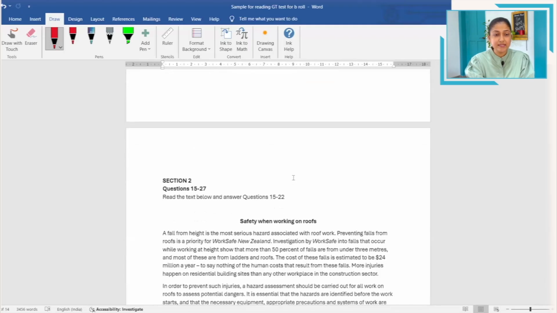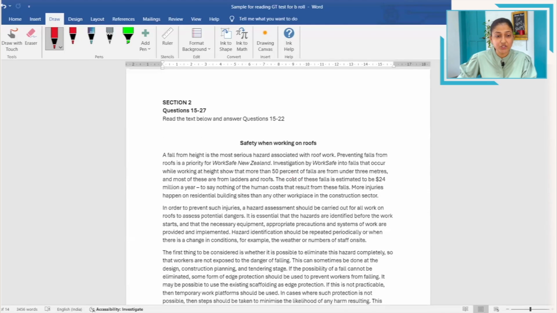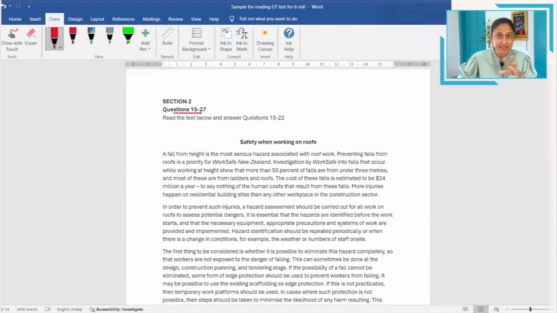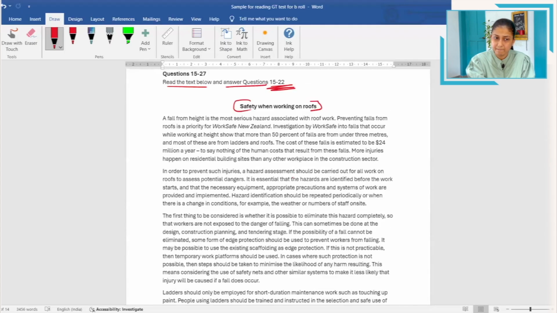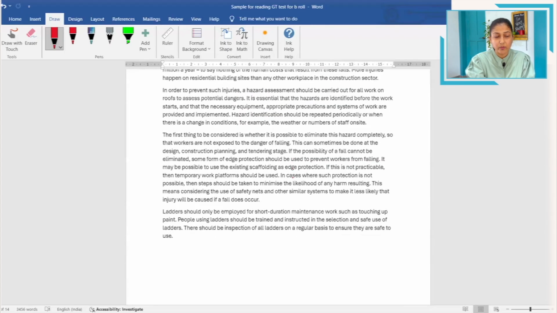So here in section 2 we see questions are from 15 to 27. Alright. But once again it says read the text below and answer questions 15 to 22. Not till 27, okay, till 22. Once again I see that there is a heading. Let's just observe the length. Alright, again the length seems to be smaller. Well, let's see the questions.